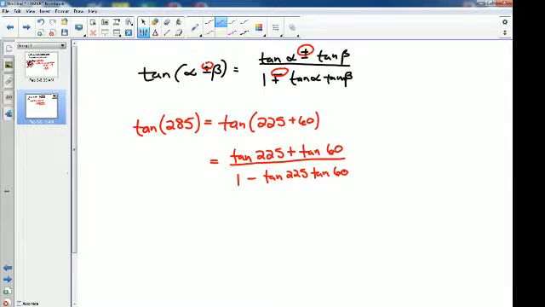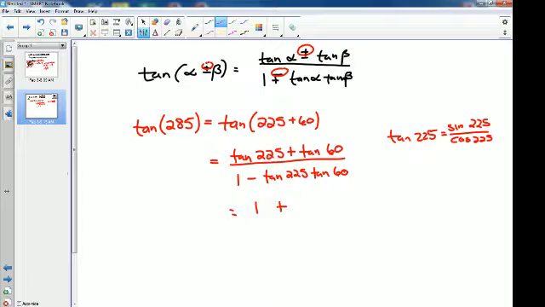It would be add, yeah. Okay. 225. Tangent 225. Remember these are sine over cosine, right? Sine 225, cosine 225. Okay, 225 is one of those 45-degree angles. Sine is negative, cosine is negative, so it's positive 1.